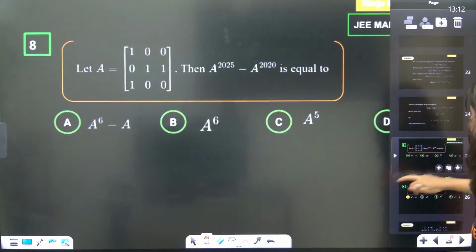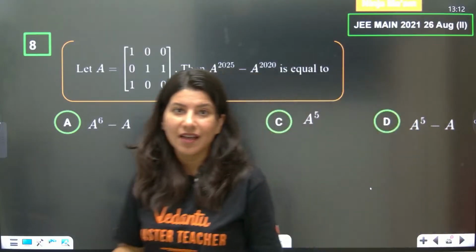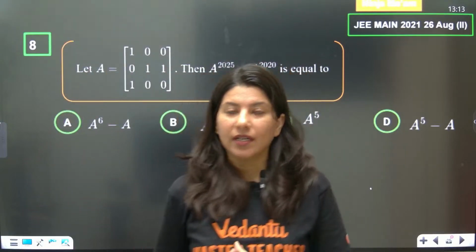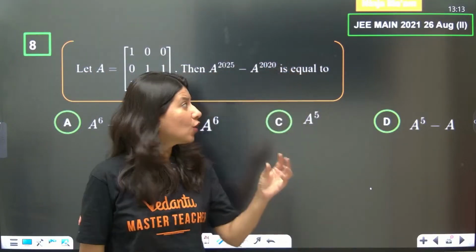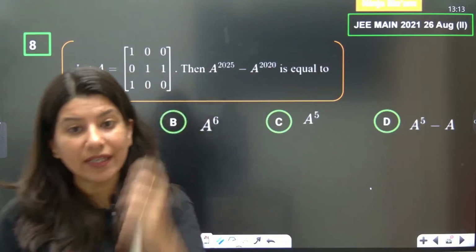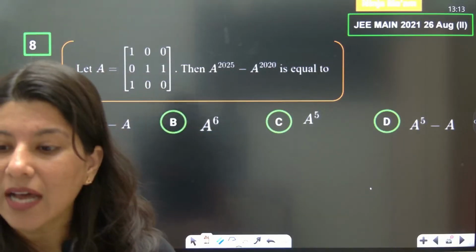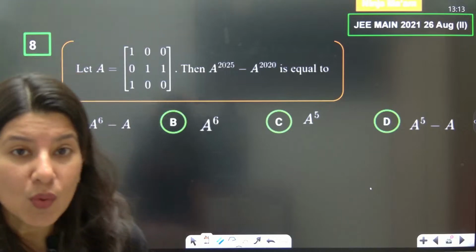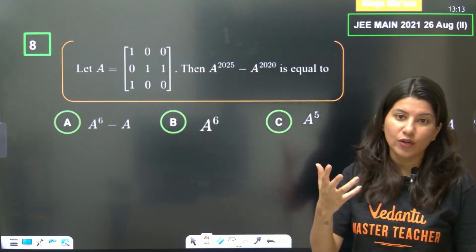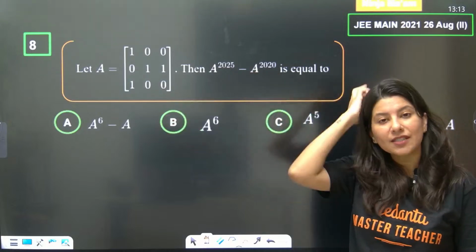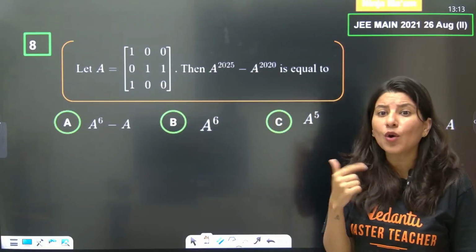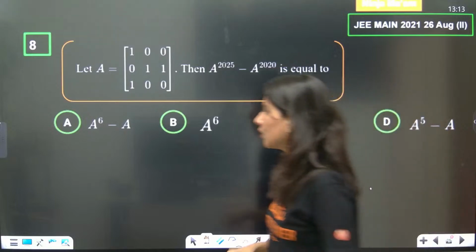Okay, which is from again matrices, and that is based on pattern based questions. They will give you a matrix and they will talk about higher powers of the matrix. You should be aware that you don't have to calculate a power 20, 25. Rather, what you have to do is create the pattern. A is given, so calculate a square, a cube, a power 4, that's it, and then think about what could be a power n. Okay, so let's do that.